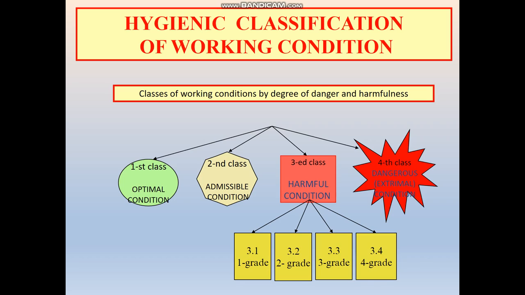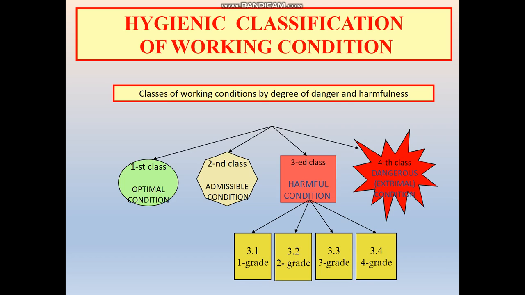Optimal working condition, type 1: a working condition in which the worker's health is protected and conditions for maintenance of high work capability are created. The optimal working conditions were defined for microclimatic parameters and production factors. As for other factors, conventionally optimal working conditions are those in which harmful production factors are absent or do not exceed the permissible level.